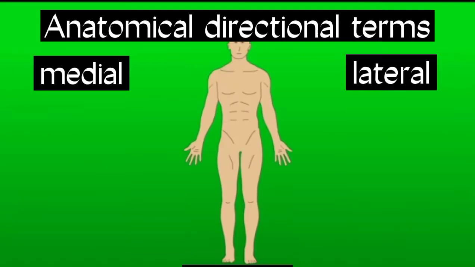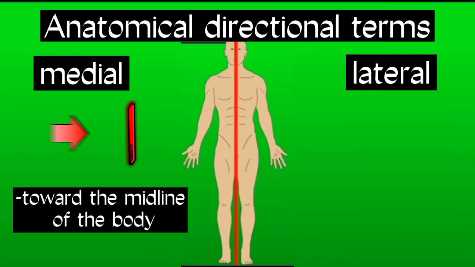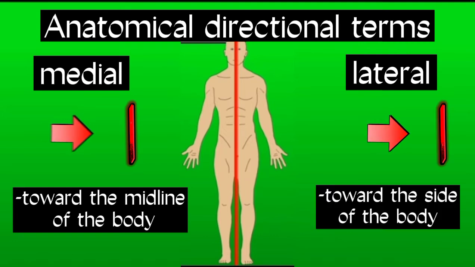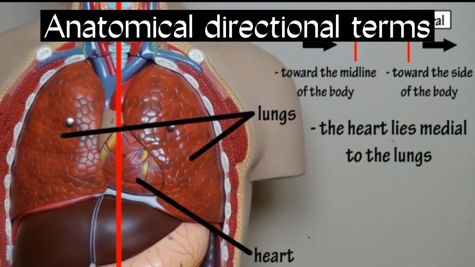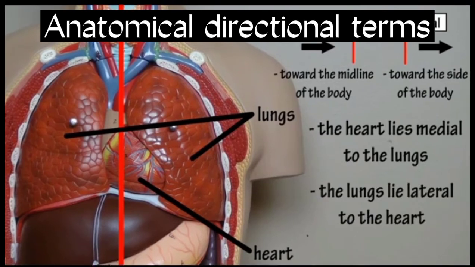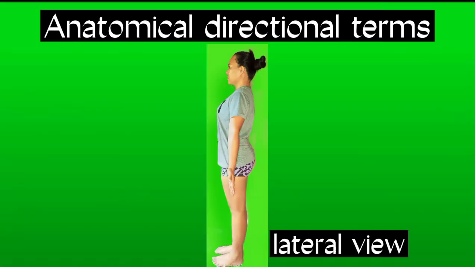Medial and lateral are another set of directional terms. Medial means toward the midline of the body, and lateral means toward the side of the body or away from the midline of the body, where the midline is the imaginary line that divides the body into left and right halves. So we would say the heart lies medial to the lungs, or you could say that the lungs lie lateral to the heart. Lateral can also be used to describe how you're looking at the body. While the body will always be referenced from the anatomical position, it can be viewed from a lateral view, meaning looking at the body from the side.